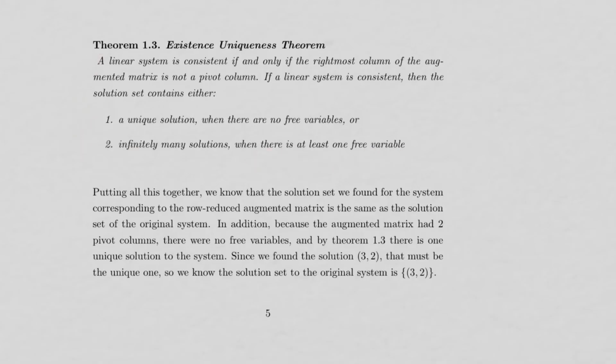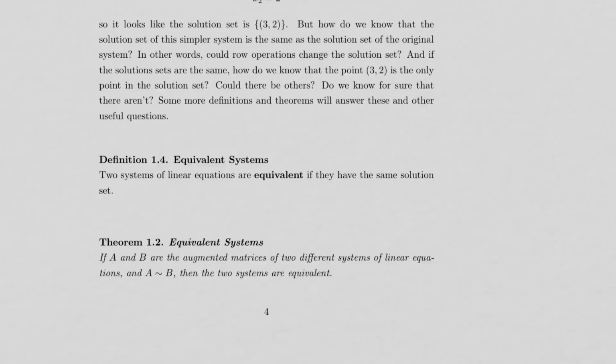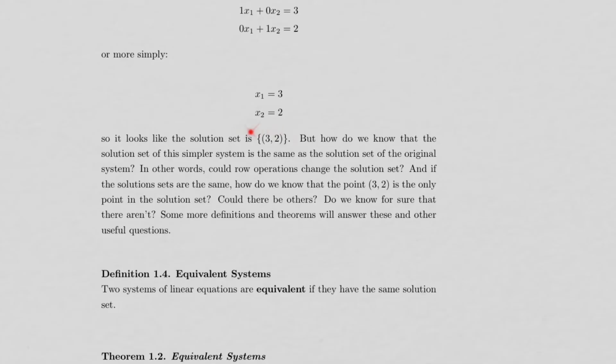So it's kind of complicated. There's a lot in there. But as we go through the examples and apply this theorem, you'll see how it works. Okay, if we put all this together then, we can go back and look at our problem that we solved. We found the solution set to be the set containing 3, 2.